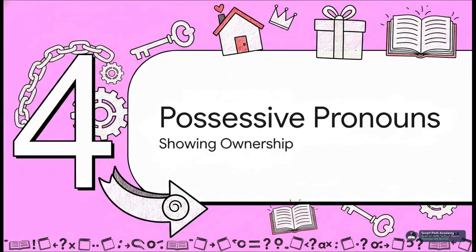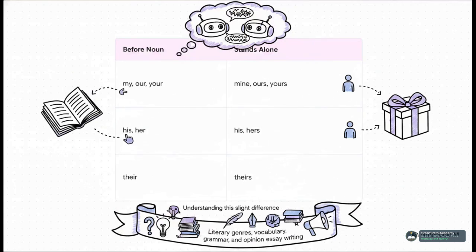Section 4, Possessive Pronouns. Let's talk about showing ownership. So possessive pronouns show ownership, and they're a great tool because they stop us from sounding like robots, repeating the exact same nouns over and over again. Notice how some possessive pronouns are used right before a noun, like my, our, or your. For example, this is my book. But others are strong enough to stand entirely alone at the end of a sentence, like mine, ours, or yours. The book is mine.